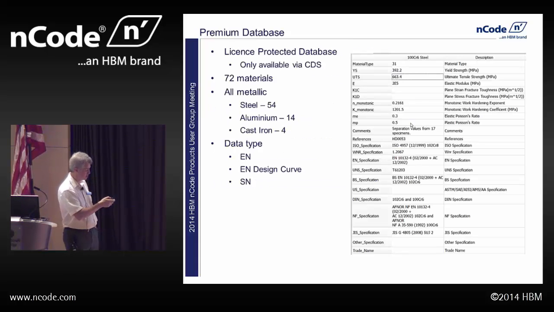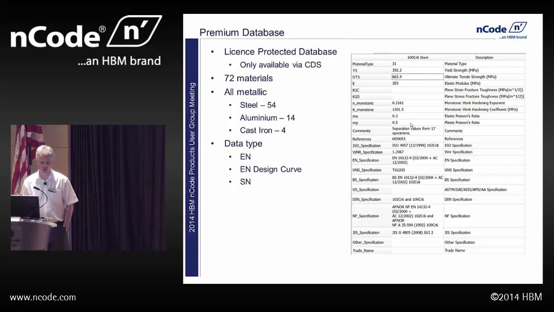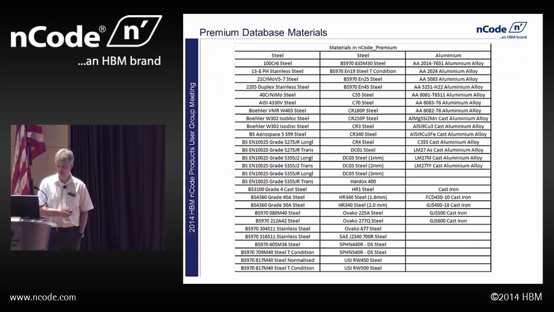So what's in at the moment? It's license protected and only available through the CDS licensing system. It's currently got 72 materials in, mostly steel, some aluminiums, a bit of cast iron, and an EN design curve and an SN stress life curve for all of those. And a pretty full set of equivalents where they are available. That's the current list. I think there's a data sheet outside as well that we've prepared. So that's the list of material specs we've got in so far.